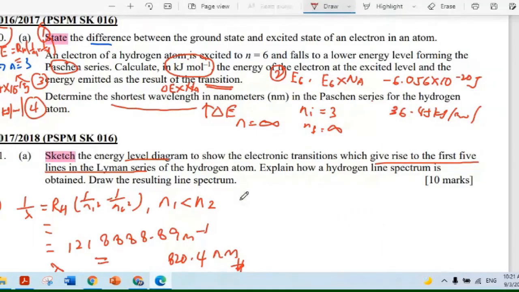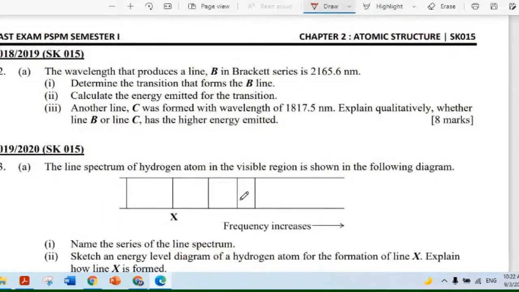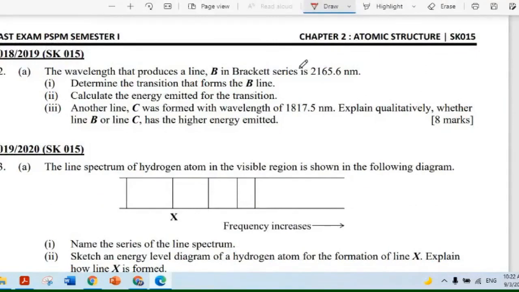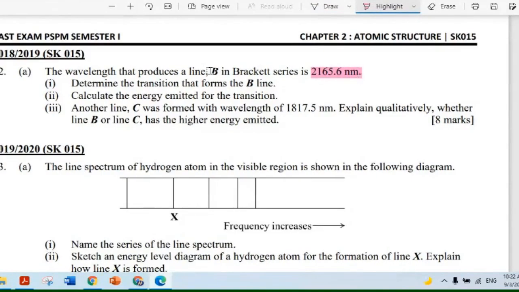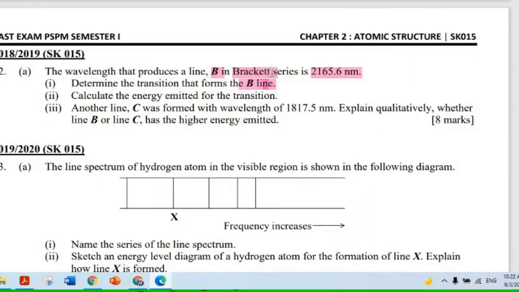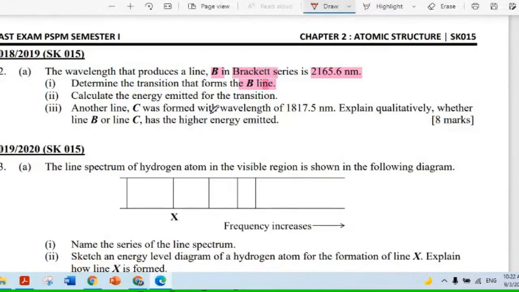Okey, kita tengok soalan 12. Apa soalan 12 tanya? Determine the transition that forms the B line. So kita kena cari energy level final for B line. So kita guna formula 1 over lambda sama dengan RH dalam bracket 1 per N1 kuasa 2 tolak dengan 1 per N2 kuasa 2, N kecil, N smaller than N. Betul. Tapi sebelum start kan kita kena tahu bracket N sama dengan berapa? 4. Okay, kita kena tahu N sama dengan 4.